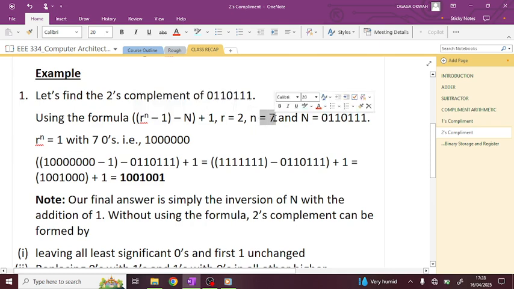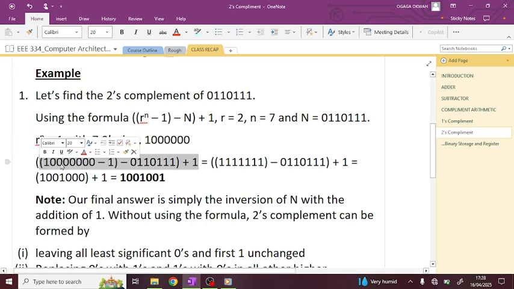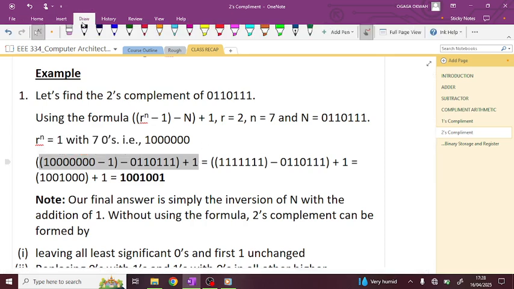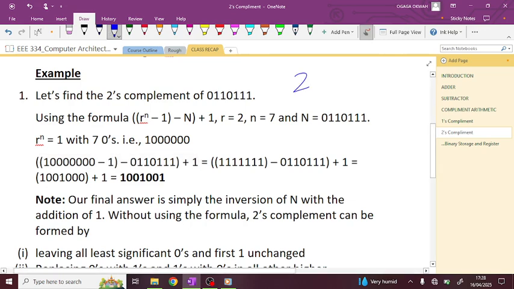N is 7. Since there are 7 bits, we have seven 1's. Let me explain this part quickly. We have 2 raised to power 7, right? This will give you what?